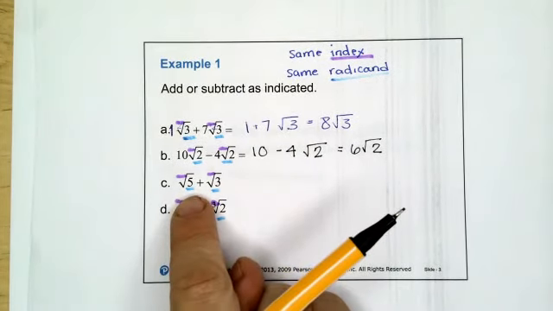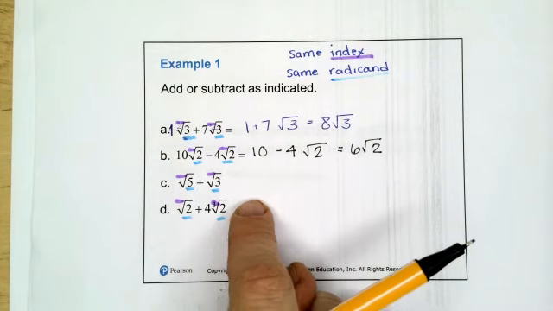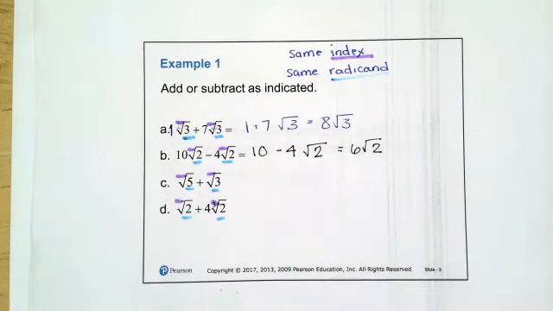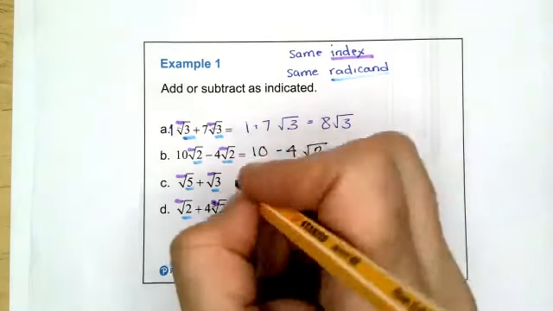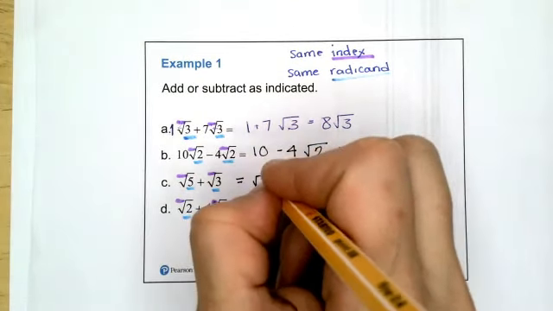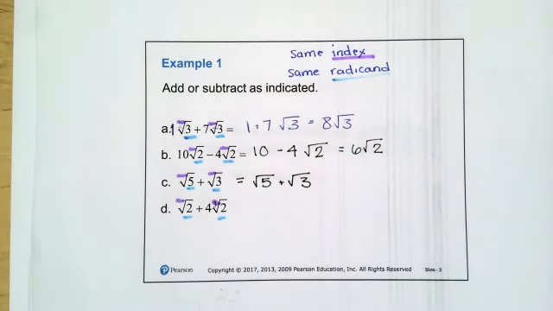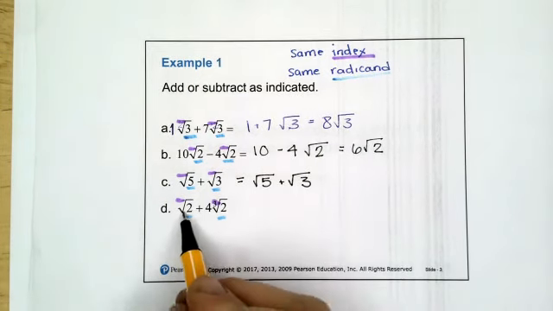Here we have a square root of 5 and a square root of 3. We have the same index, but we don't have the same radicand, so that cannot be simplified. You just leave it as it is. You don't have to write anything. If you do write something, you're writing exactly what they gave you. Good. All right.